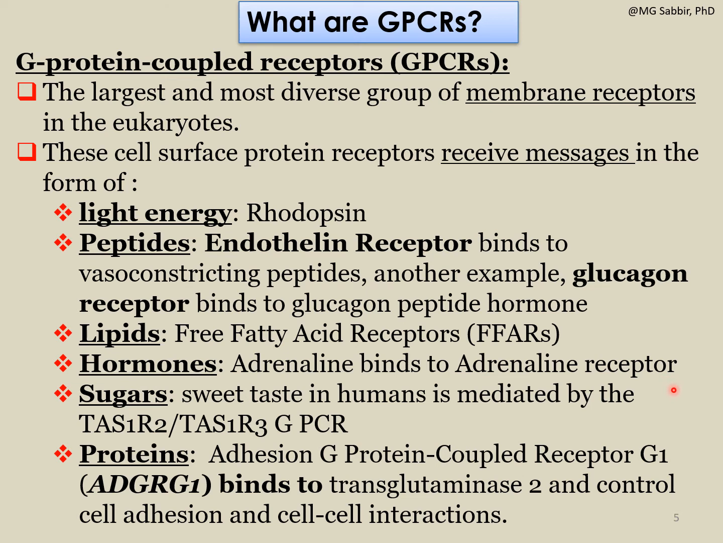And also there are proteins that bind to sugars. For example, the sweet taste in humans is mediated by TAS1R1, R2, or R3 GPCRs. Now, TAS1R2 stands for taste 1 receptor member 2. There are also proteins that bind to G protein coupled receptors. For example, adhesion G protein coupled receptor G1 or ADGRG1 binds to transglutaminase 2, which is a protein, and controls cell adhesion and cell-cell interactions.